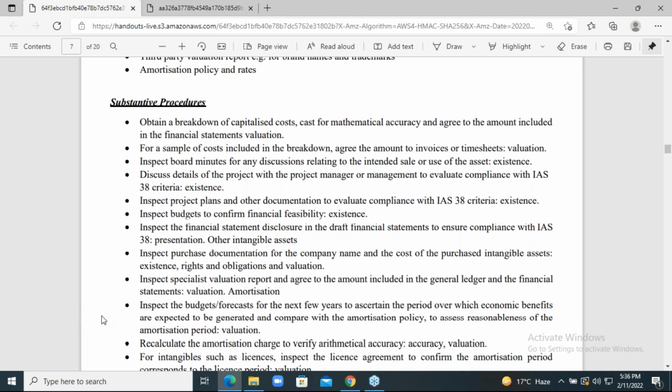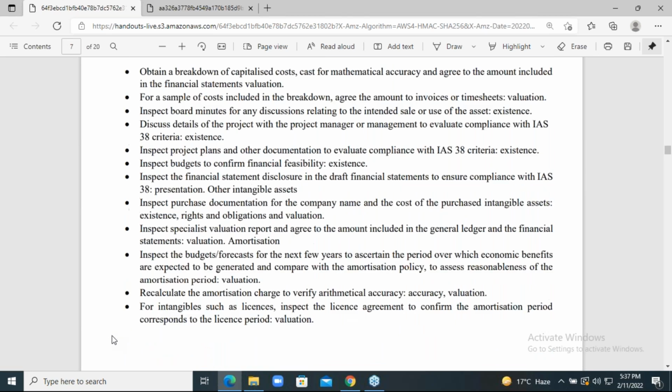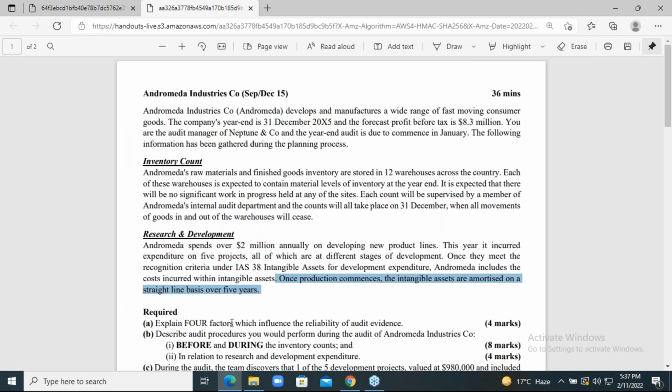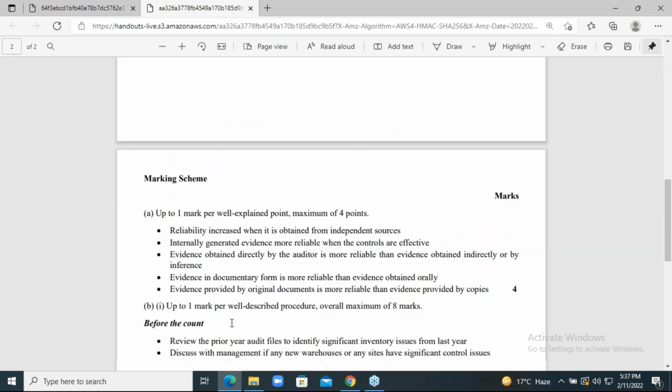Also, OTs are important. In context to OTs, what does the examiner do? The examiner gives you different OTs on different assertions. If you are not aware of the relevant procedures, you cannot get good marks. So this is important. Now, if we go back to that question which we were covering, this one. So this is how you are going to write the procedures.